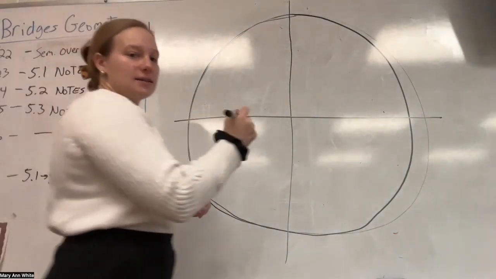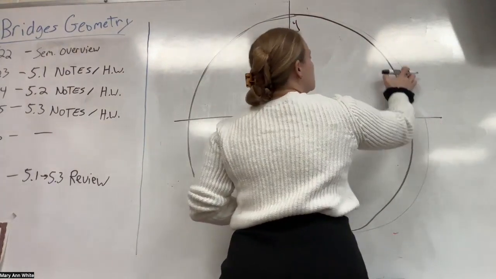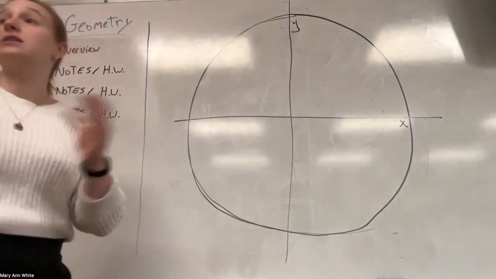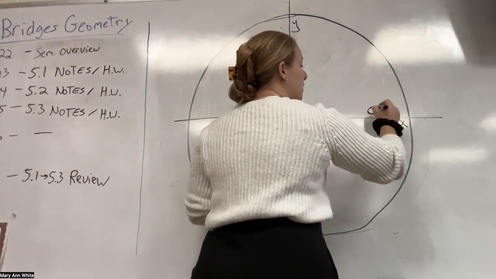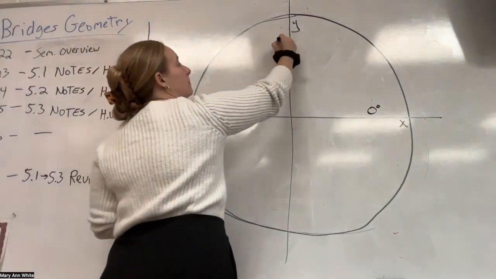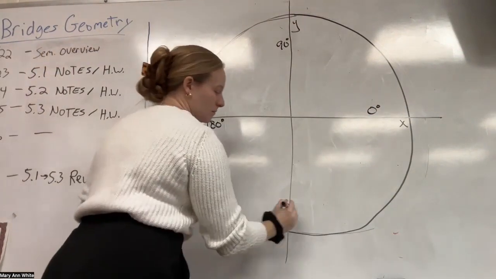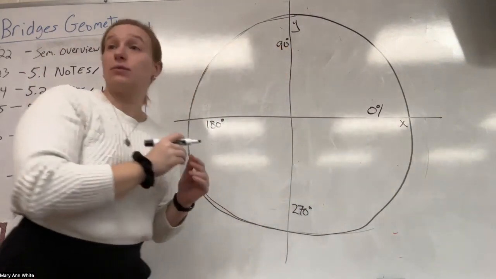So we label our axes. Okay, that doesn't look terrible. X and Y. What else did we do after that? We labeled degrees. Good. Where did we start? Good, at X, and that was 0 degrees, right? Yeah, 90, 180, and then all the way back to the beginning was 360.